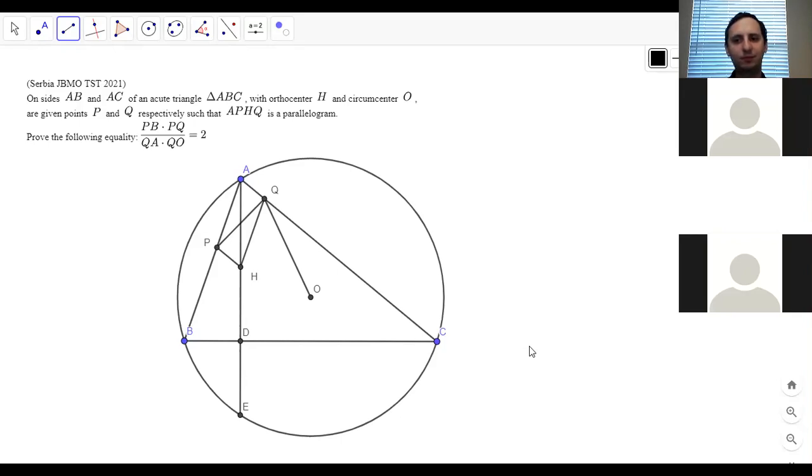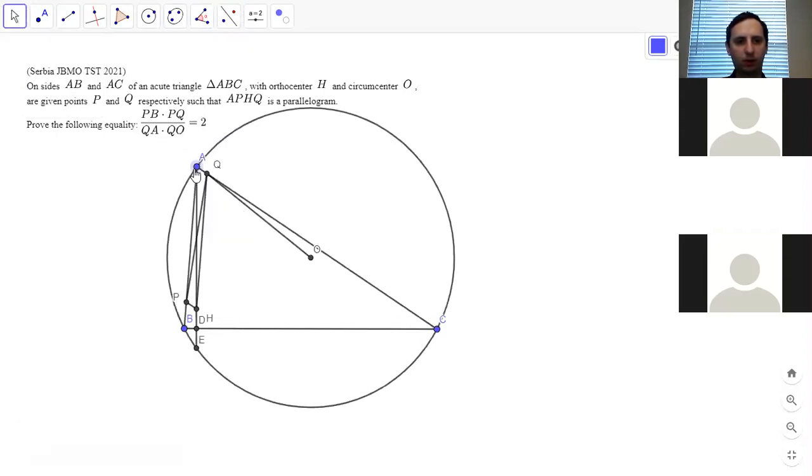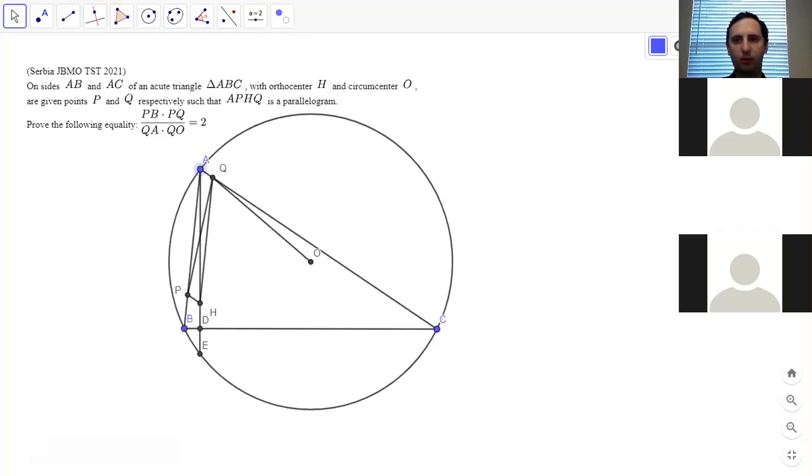So this is the first problem. It's a really simple diagram. So you just have a triangle ABC, H is the orthocenter, and then you draw this parallelogram APHQ. And we just want to show that PB times PQ over QA times QO is equal to 2. I highly doubt PB equals QO. Let's see. It seems very, yeah, no, PB isn't equal to QO.